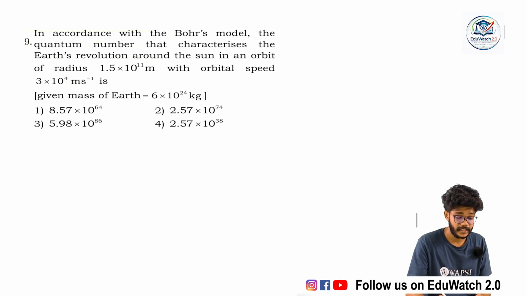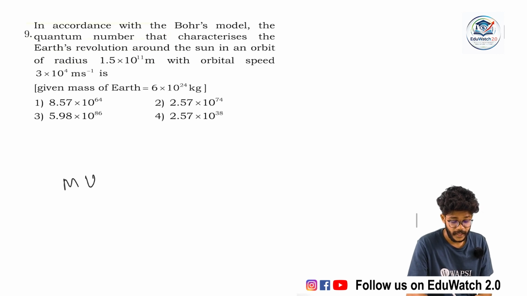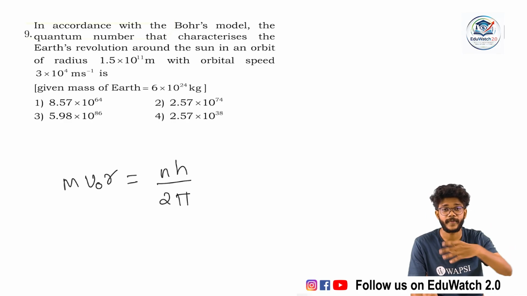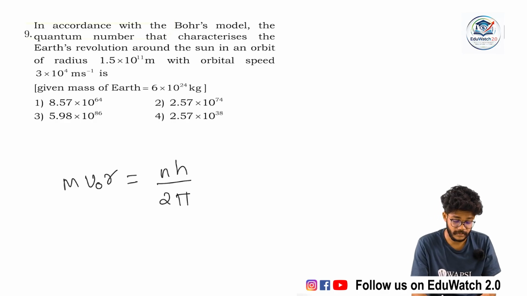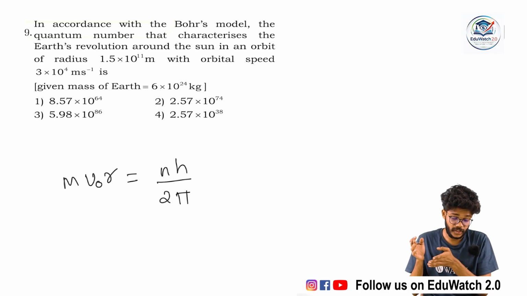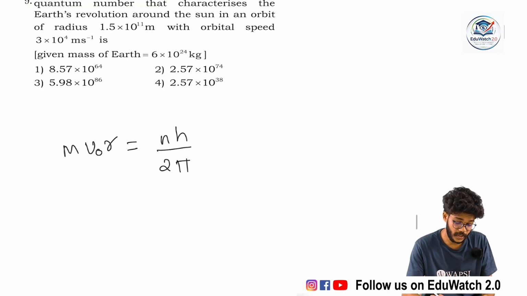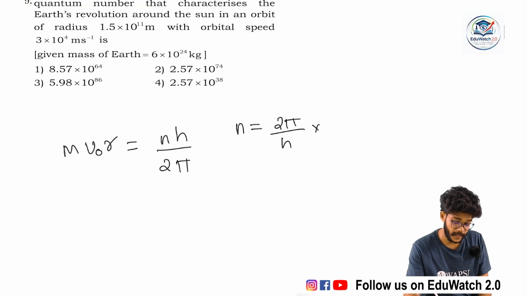I will write the relation: m v r is equal to n h by 2 pi. This is related to the angular momentum of the particle. This is the equation which connects n with velocity, mass and radius. So from this equation, n is equal to 2 pi by h into m v r.